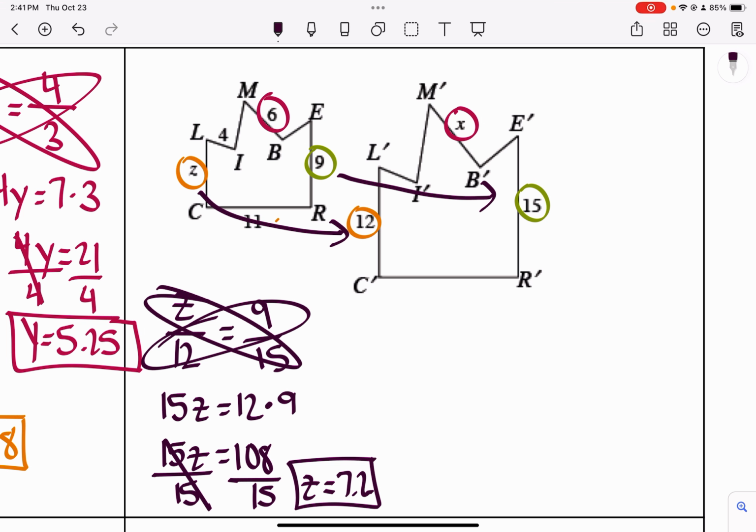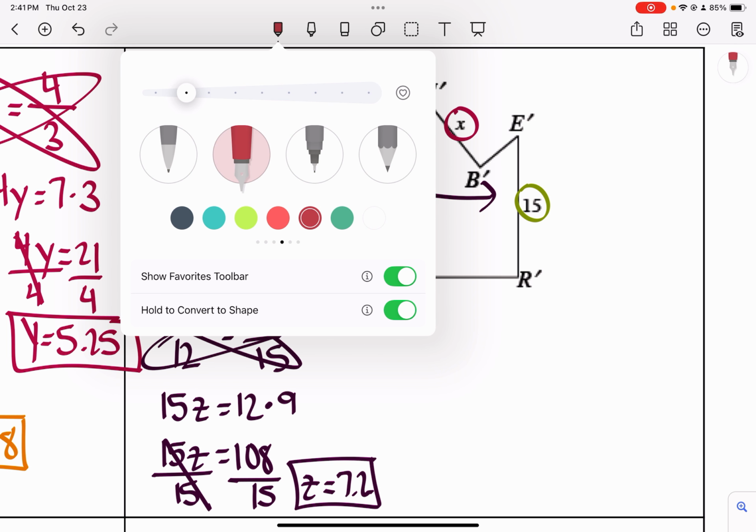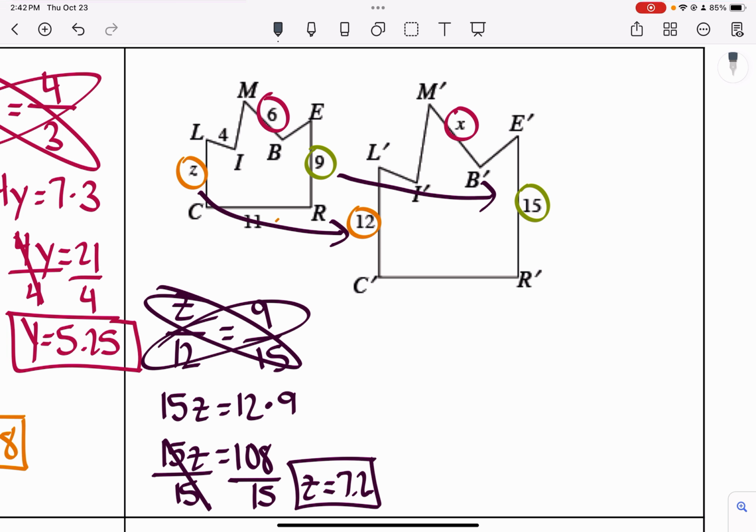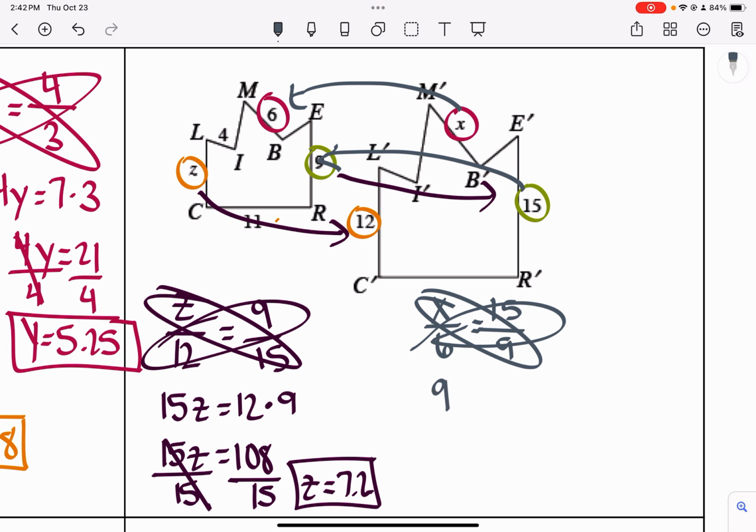And then to do the other one, I'll use another color here. Let's do the x's. So I'll go the other direction so you can see it. x over 6 equals, and then again, we're going to use the 15 and 9. But since I started with x, I'll start with 15. So 15 over 9. Then let's cross multiply. 9 times x equals 6 times 15. You could also write 15 times 6. Bunch of options. I'm just trying to show you some different ways. So 9x equals 15 times 6 is 90. So we're going to divide both sides by 9. So x equals 10.